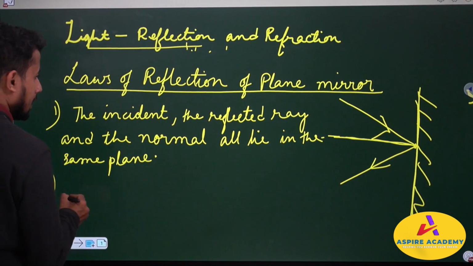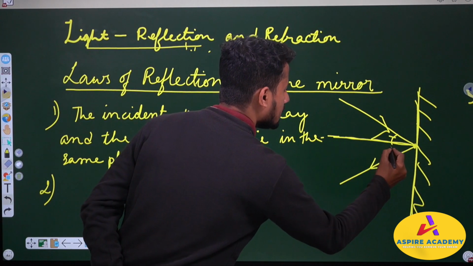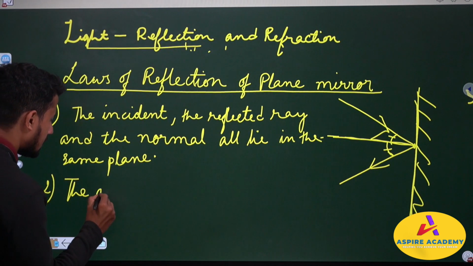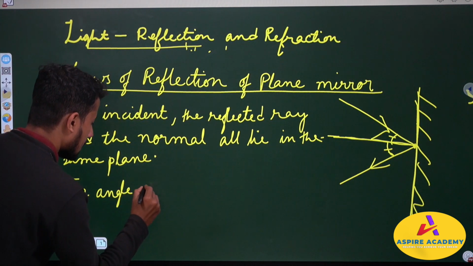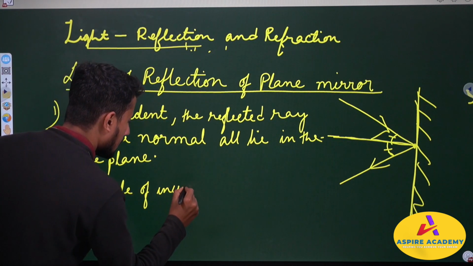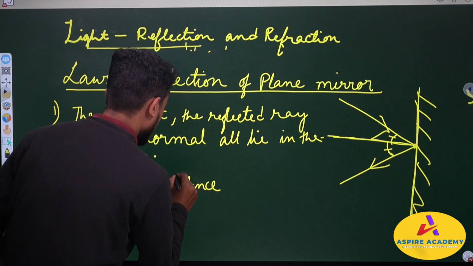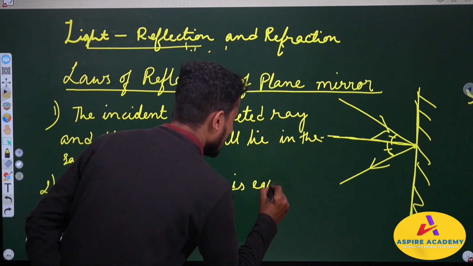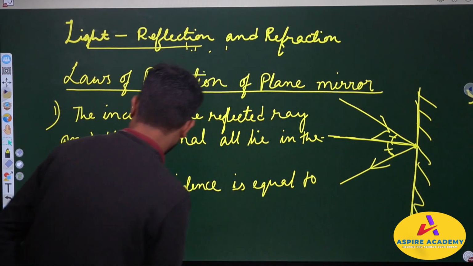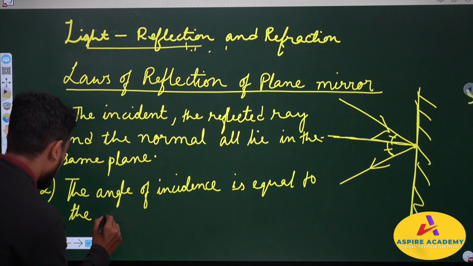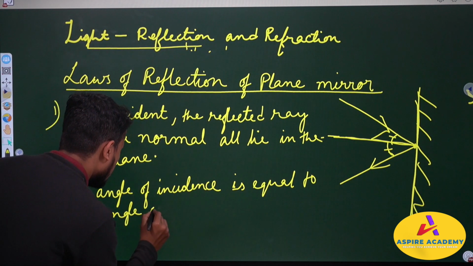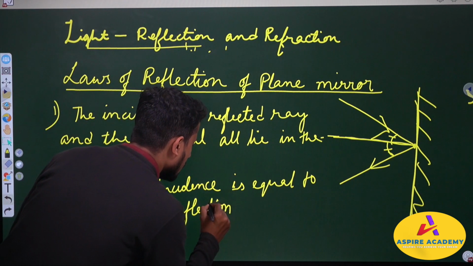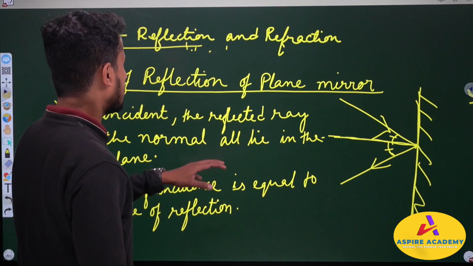Next, the angle of incidence is always equal to the angle of reflection. The angle of incidence is equal to the angle of reflection. These are the two laws of reflection in a plane mirror.